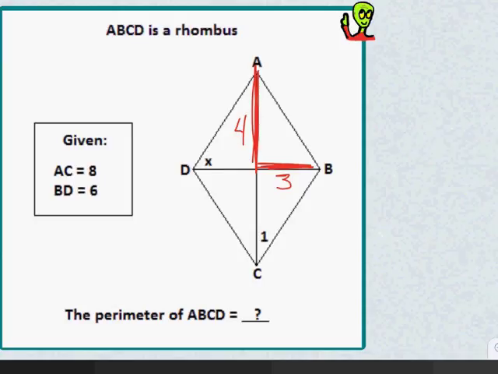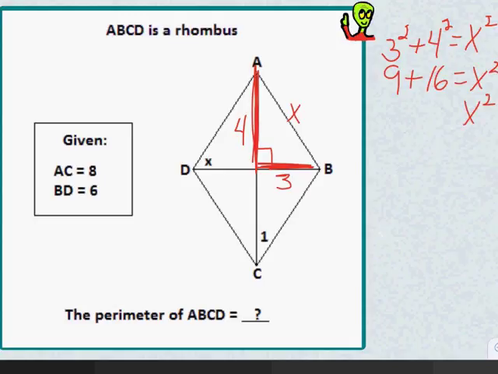Because the diagonals are perpendicular to each other, we can solve for x by using the Pythagorean theorem. So it is a 3, 4, 5 triangle, but if you don't recognize that, you just use the Pythagorean theorem. You say 3 squared plus 4 squared equals x squared. So 9 plus 16 equals x squared. X squared equals 25, and x equals the square root of 25, which is 5.